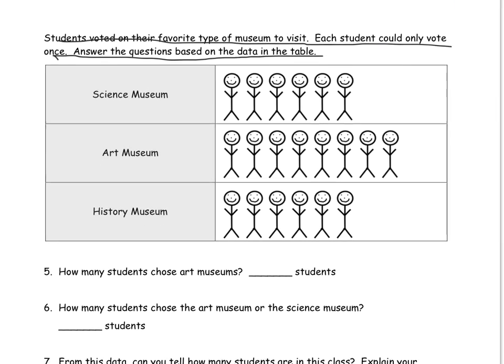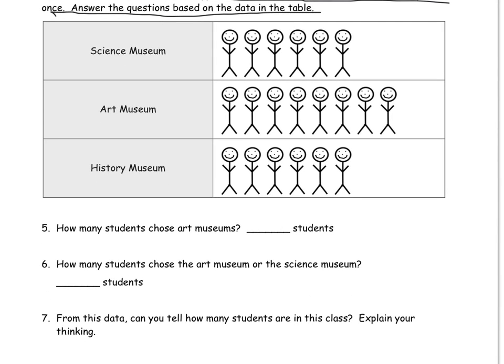So again, I have the data up here, and what I always like to do is put how many tally marks are in here, or how many votes. So I have 1, 2, 3, 4, 5, 6. So people who picked Science Museum, 6 people picked it. 1, 2, 3, 4, 5, 6, 7, 8. 1, 2, 3, 4, 5, 6. So that just helps me organize my data before answering the questions.